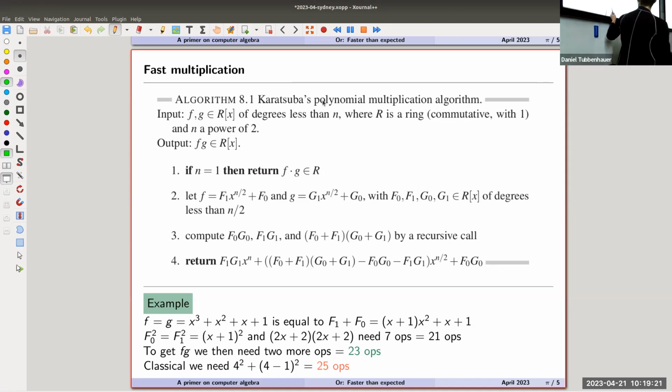Here, I just did it. We end up with 23 versus 25 in the classical case, which is just 25: 4 squared plus 4 minus 1 squared. And if you just do it for this 5 by 4 example, then you only need 23 operations. The point is, it goes recursively. You call the same multiplication again, and if you call the same multiplication again, you always save one step. I have a very nice calculation in a second.